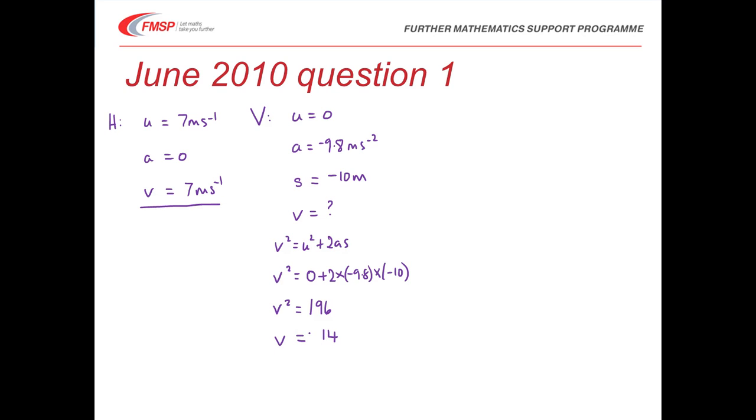But think about it. I've chosen upwards as positive, and the only vertical motion for this particle is downwards. So it must be the minus 14 that I need in this case. Okay, so let's draw what we know. The particle is striking the ground. It's coming in with a velocity in this sort of direction, where there's a horizontal component of 7 meters per second and a vertical component of 14 meters per second.